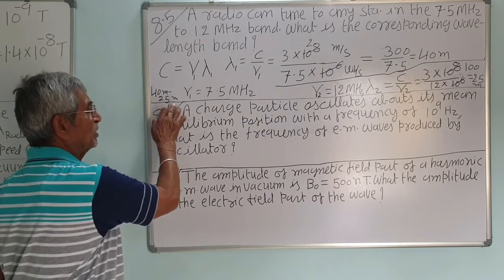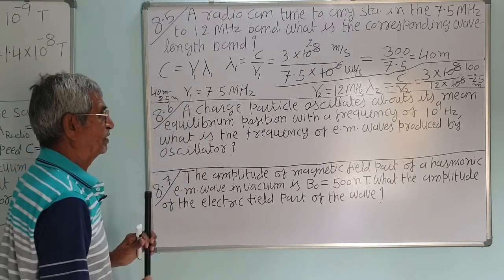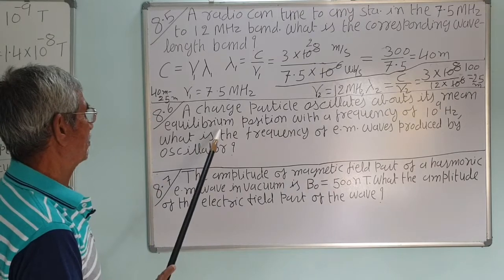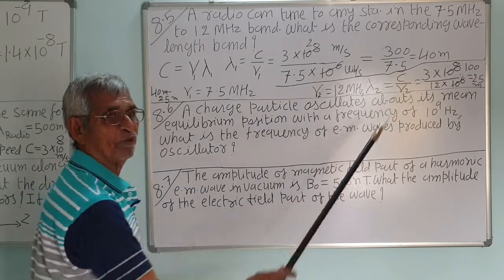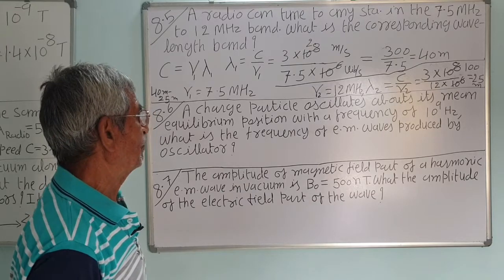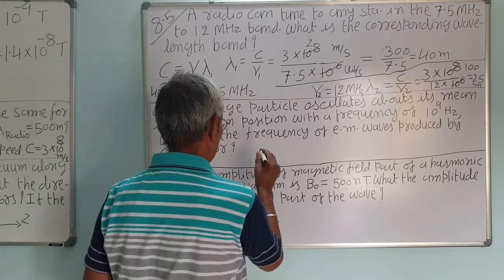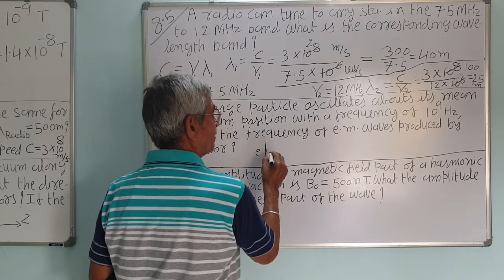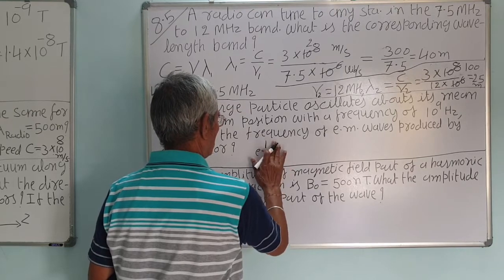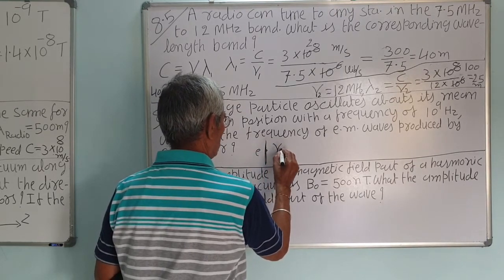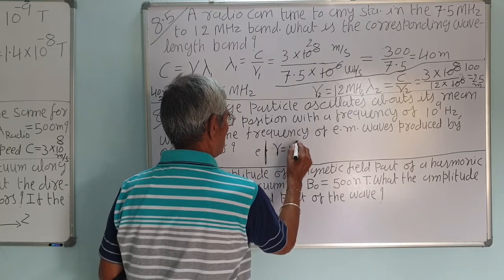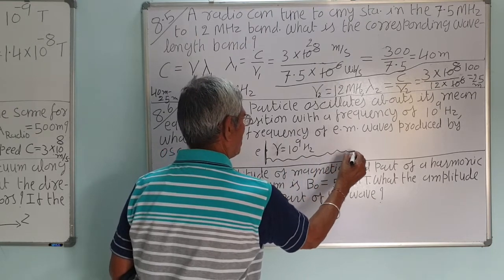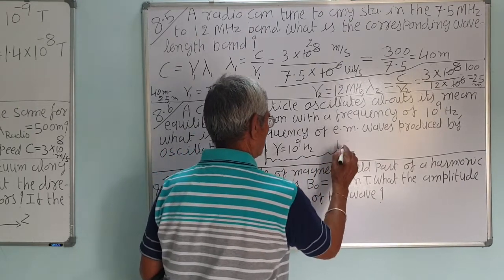I am sorry that there is no space. A charged particle oscillates about its mean equilibrium position with a frequency of 10 to the power 9 Hertz. What is the frequency of the EM waves? When a charged particle, say this electron, oscillates with the frequency nu of 10 raised to 9 hertz, the waves produced will also have the same frequency, 10 raised to 9 hertz.